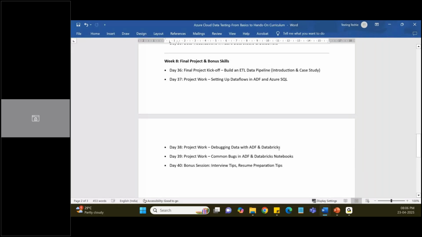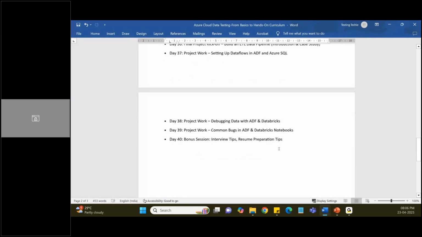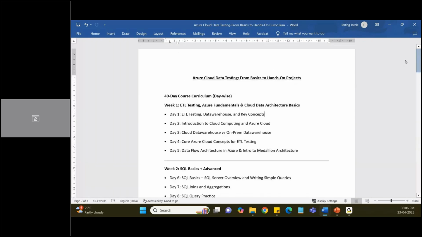Then we'll have some extra sessions for interview tips and resume preparation tips. So that is how this course is being structured. I hope you have got a clear picture now. Today we will be discussing ETL testing concepts, data warehouse related concepts, and any other key concepts within testing and the data warehouse side. So we'll start with the session.